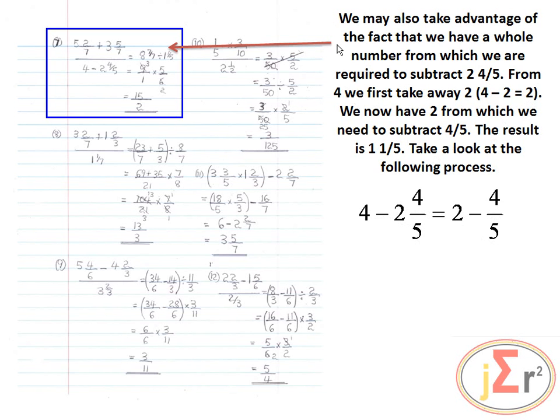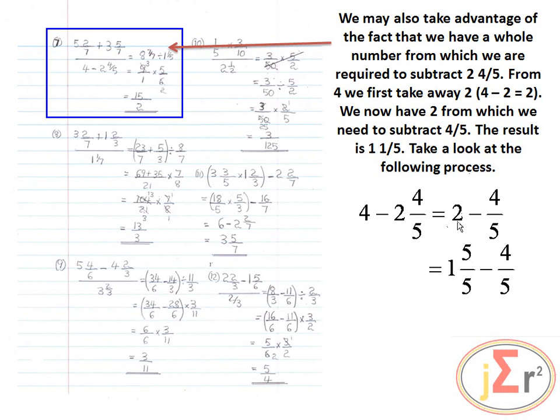As we have here, we may also take advantage of the fact that we have a whole number from which we are required to subtract 2 and 4/5. So from 4 we first take away 2. We now have 2 from which to take away 4/5. The result is 1 and 1/5. So take a look at the process. So we take the 2 first, this 2 from the 4, and we get 2. Now we need to take 4/5 from the result.